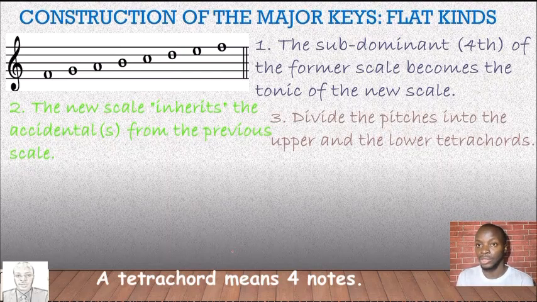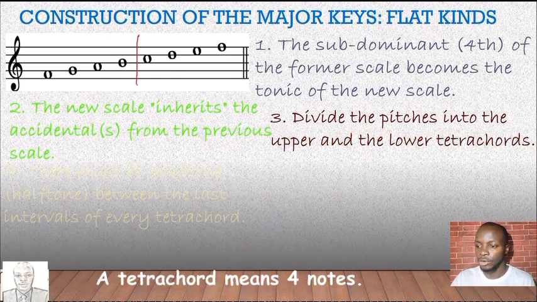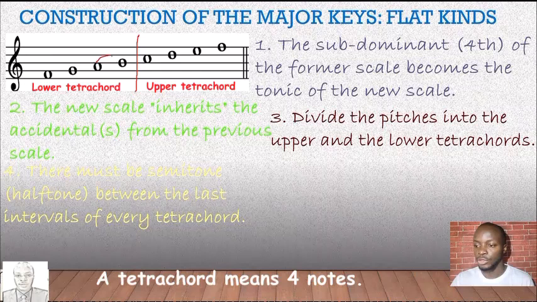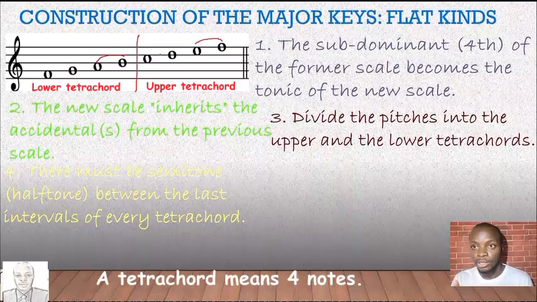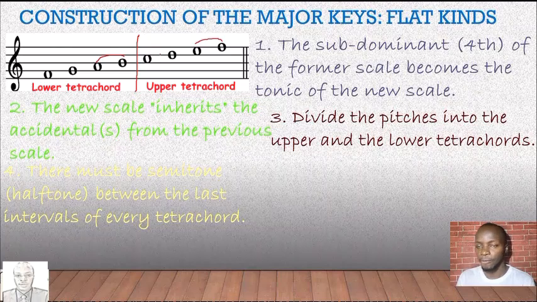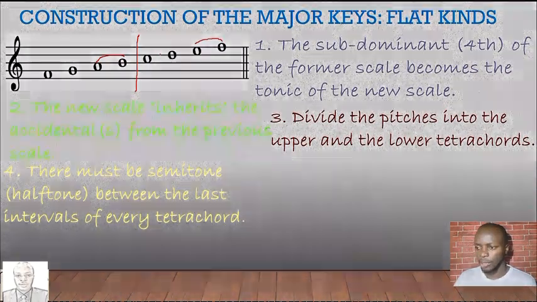This scale is going to inherit the accidentals from C major, and C doesn't have sharps or flats, right? C is just natural. So we're going to divide this scale into two equal parts so that we have the upper and the lower tetrachord. And you're going to ensure that you have a semitone between the last interval of each tetrachord. Most importantly, you want to ensure that the tone and semitone arrangement of the scale conforms to the tone, tone, semitone, tone, tone, tone, semitone arrangement. Now let's see what happened.